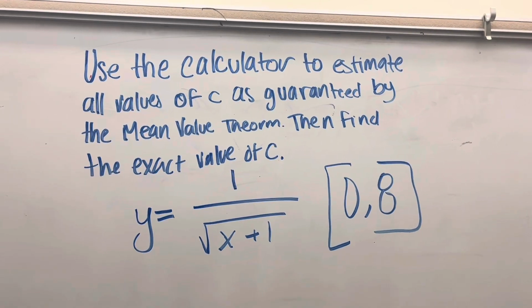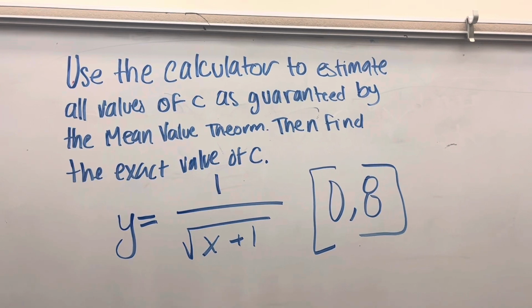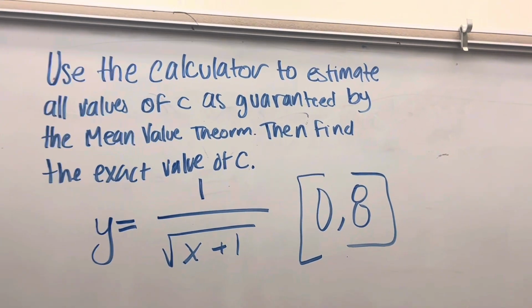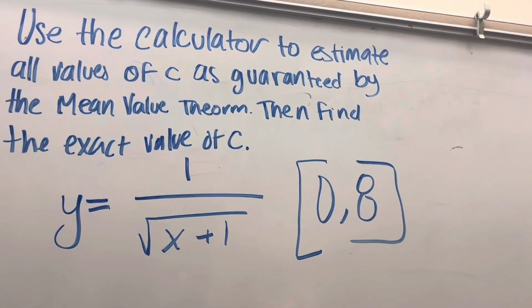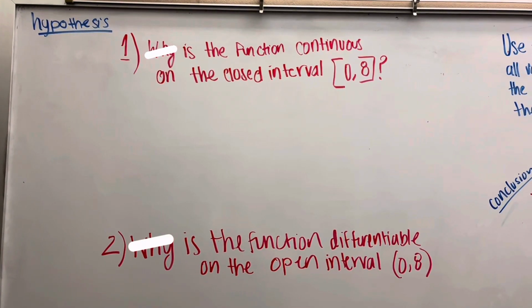Use the calculator to estimate all values of c as guaranteed by the mean value theorem. Then find the exact value of c by using this function. Find c between this interval. We start with the hypotheses.